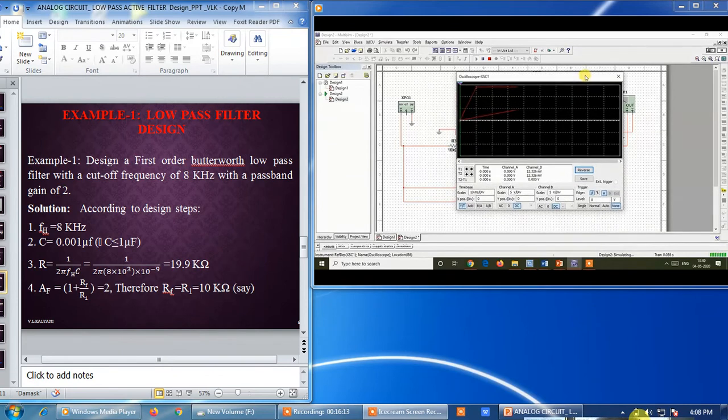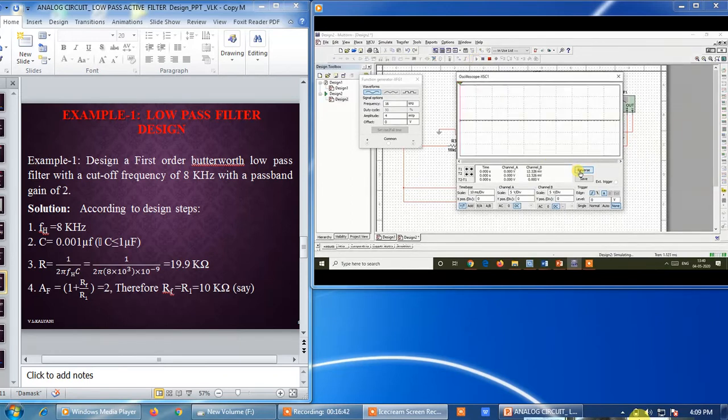So here, as you can see, after changing the amplitude and changing the frequency, we can increase the frequency also from hertz to kilohertz, megahertz, gigahertz. So here we are increasing the frequency range and setting these parameters.